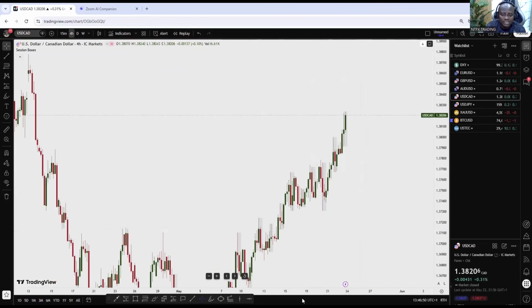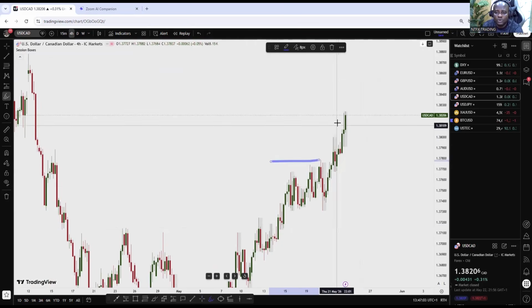So right now, we want a corrective structure, and a corrective structure can only develop after there's an impulsive move that has broken structure either to the upside or to the downside. But in this case, we are talking about the upside. So right here, you have a break of structure. You will need a 3-wave corrective structure. A perfect corrective structure is a minimum of 3 waves.